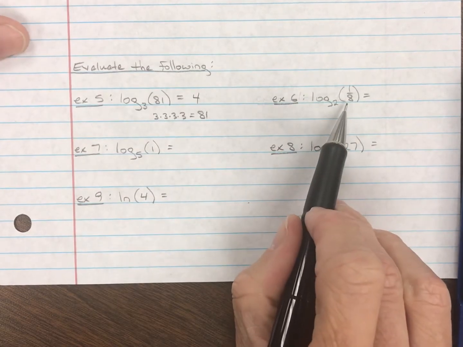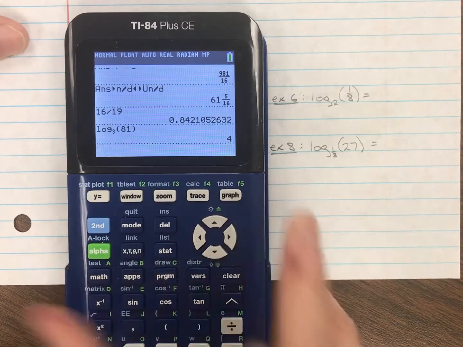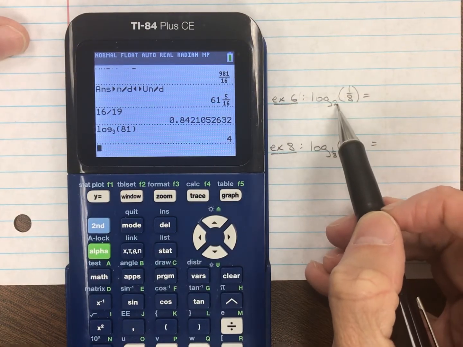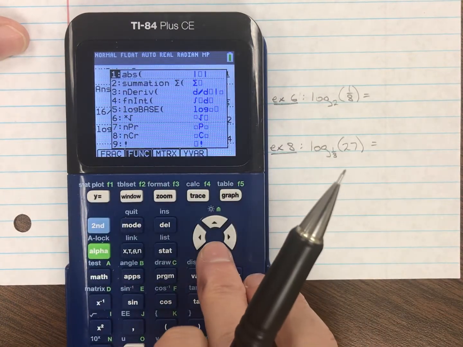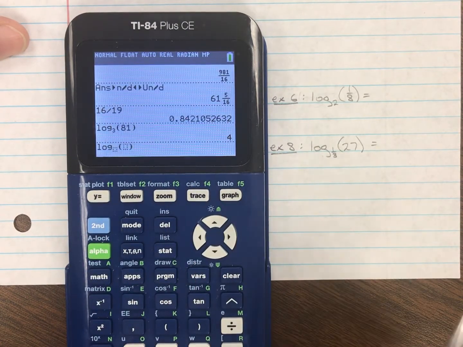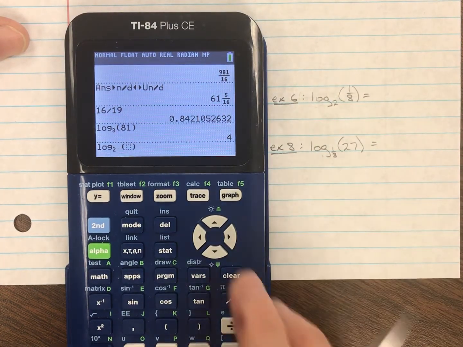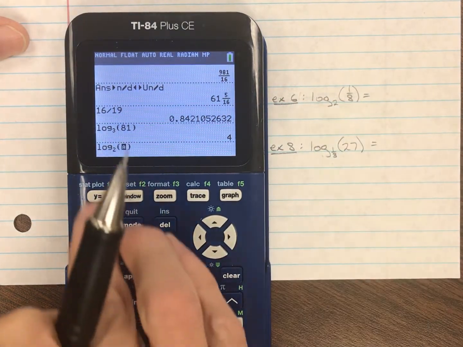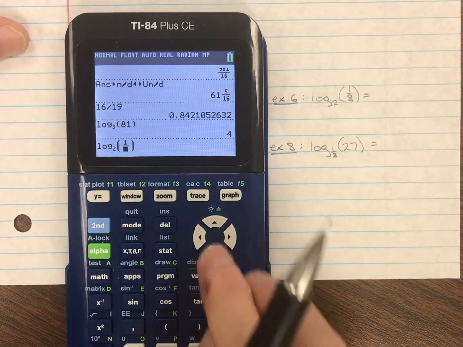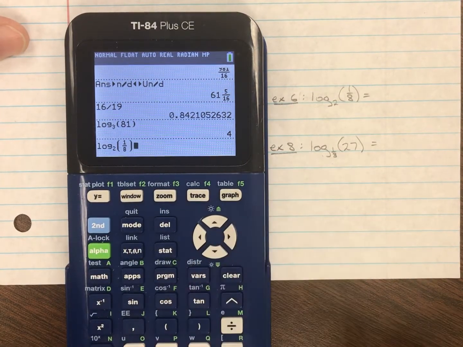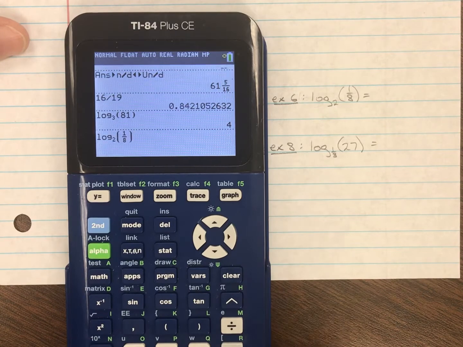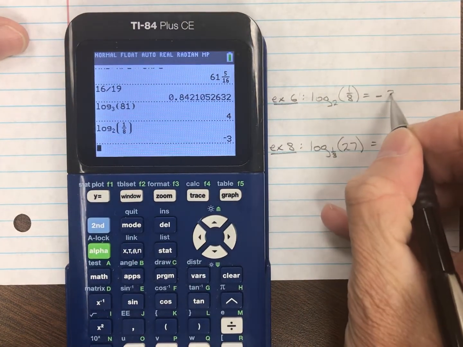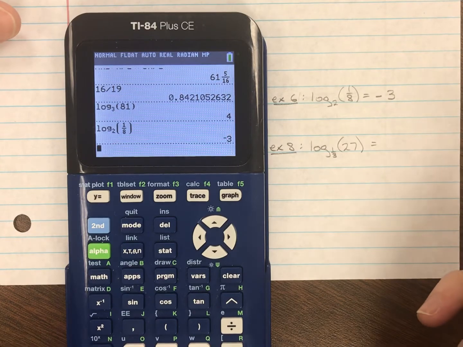Okay, let's do this one, example 6 over here. I'll come back to here again. And again, notice I don't have a base of 10, so I'm going to go back to my second F2 and choose option 5 on my calculator so I can put in my own base. The base here is 2. The argument is 1/8. I'll put it as a fraction just to make it look the same. Okay, so how many times must I multiply 2 to get 1/8? And the answer is -3. I multiplied 2 -3 times, and I come up with 1/8.